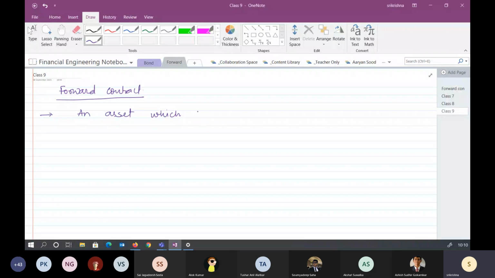An asset which is paying dividend. Let's say amount X, for we are looking at one single time period, and in that time period we assume that there is only one single dividend, which is X, and also which is known to us. Right. So this X, let's say the present value of X.